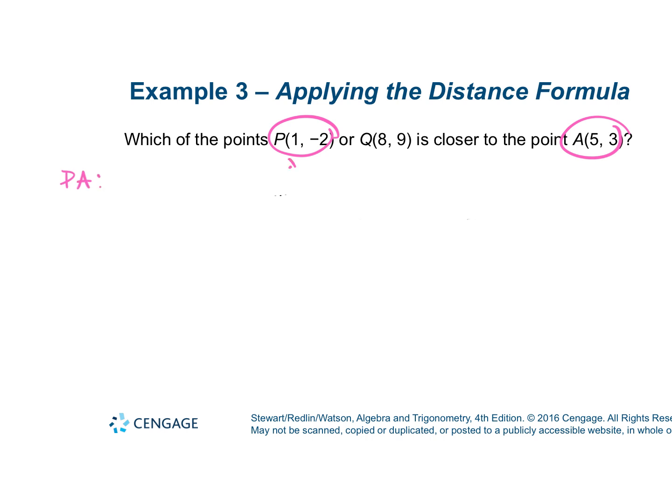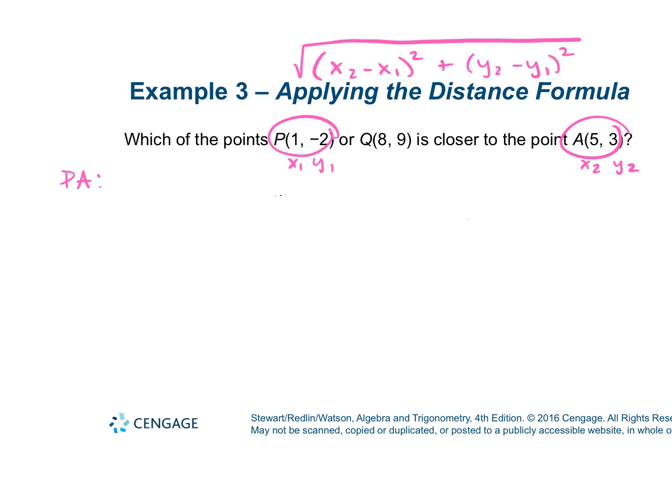So I'm going to label my point x1, y1, x2, y2. Again, we're going to plug it into our distance formula. x2 minus x1 squared plus y2 minus y1 squared. So we have 5 minus 1 squared plus y2 minus y1 would be 3 minus negative 2 squared.